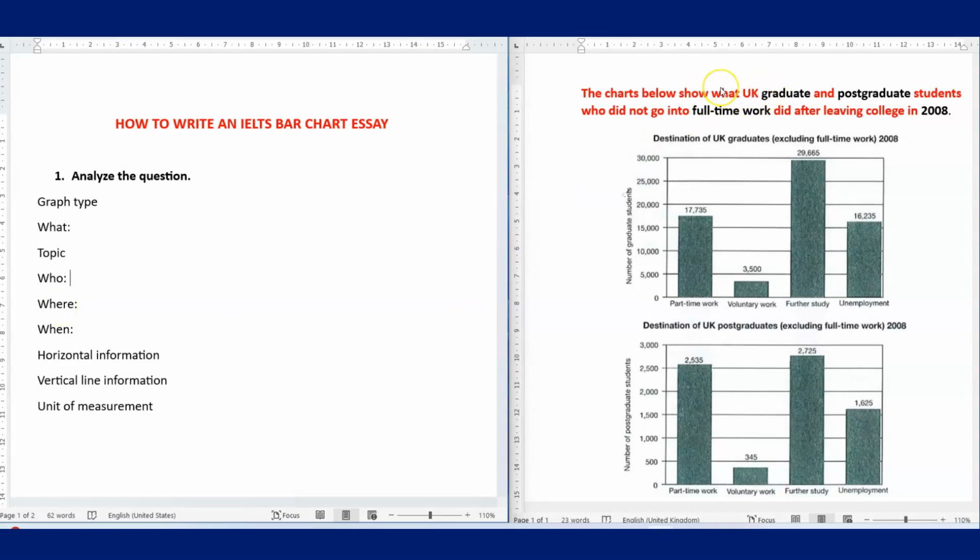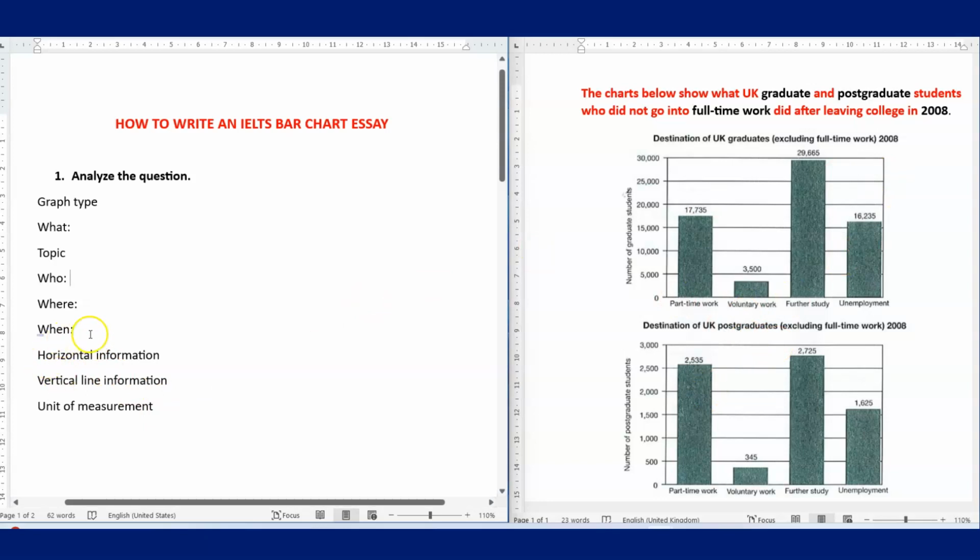So we are talking about the UK graduates, so students in the UK. And then we have when, at what time: in 2008. Apart from this one, we don't have any other year, so just in 2008.